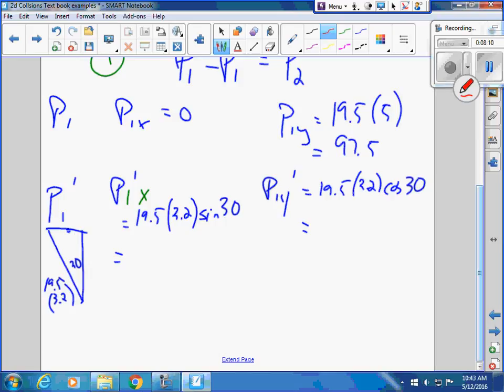I just want this point. Give me that one, 62.4. If you want, you can go 19.5 times 3.2 is 62.4 kilogram meters per second. That's the momentum. And then find the component of that, right?